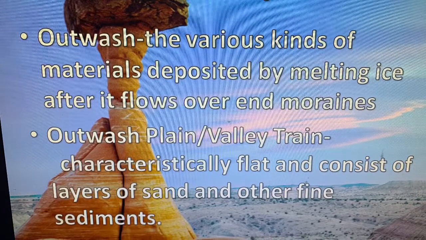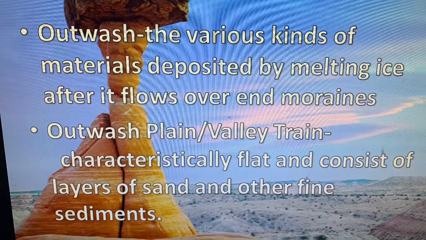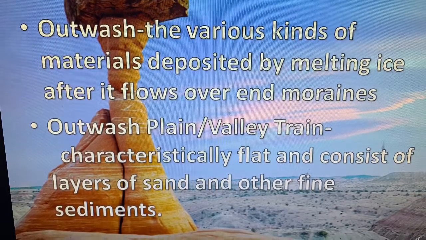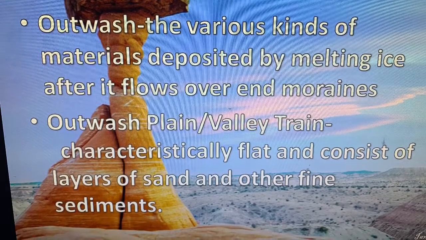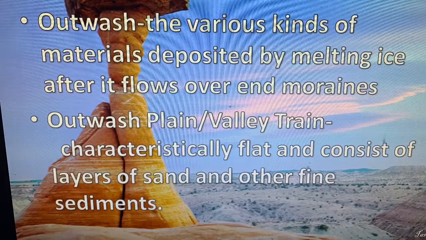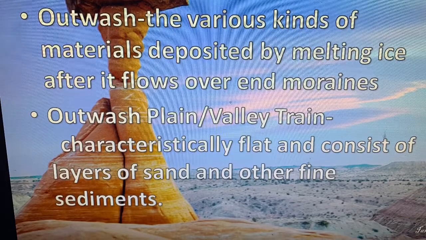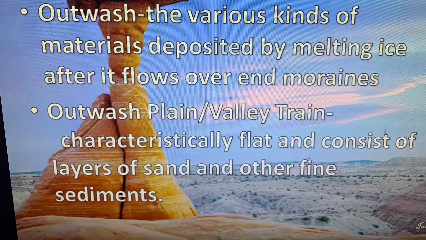Now, this area just past the end moraines, where you start to deposit the materials that you picked up as that meltwater is gushing over the moraines, is what we call an outwash plain or a valley train. It usually tends to be very flat, and it just consists of layers of sand and silt and clay, very small sediments that get deposited by the water.